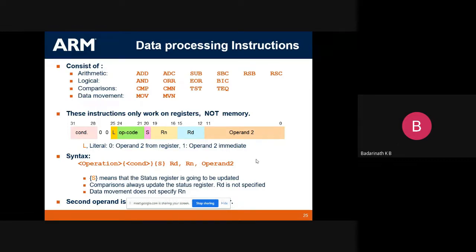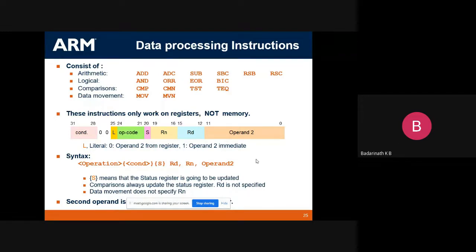So in data processing instructions, basically there are four groups. The first one is data movement, where we have studied the MOV instruction. Today we will learn about MVN. Then we have arithmetic instructions, where we have studied ADD, ADC, and SUB. We will also look today at the instructions SBC, RSB, and RSC.